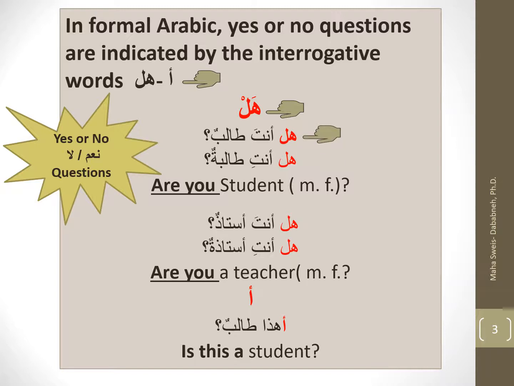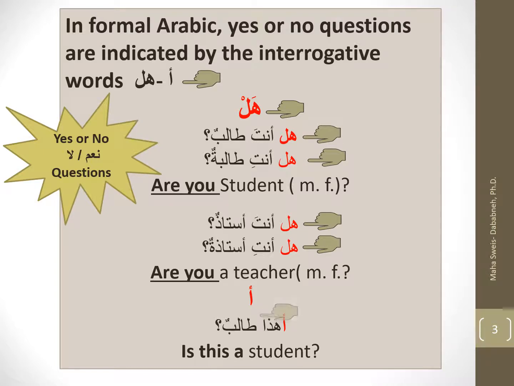هل أنت طالب؟ So I'm not requesting or requiring information. I'm just asking if you are a student. So I'm expecting نعم, yes, or لا, no. So I'm expecting a yes or no answer. هل أنت طالبة؟ More examples. هل أنت أستاذ؟ هل أنت أستاذة؟ So I'm not requesting information.